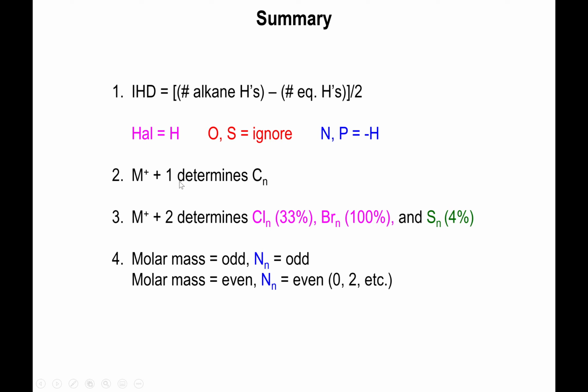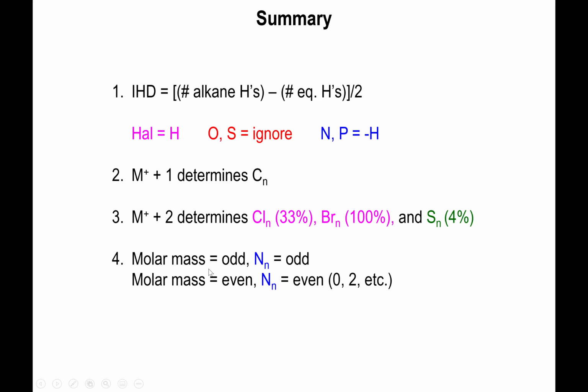The n plus 1 peak is going to tell you how many carbons you have. Simply divide the percentage by 1.1 if and only if the n plus 1 peak is up to 100%. The n+2 peak will allow you to determine the amount of chlorine, the amount of bromine, and the amount of sulfur. And remember these percentages: 33 and multiples of 33 for chlorine, 100 and multiples of 100 for bromine, and multiples of 4 for sulfur. That will be only in the n+2 peak. And this is if and only if the n plus 1 peak is out of 100%.